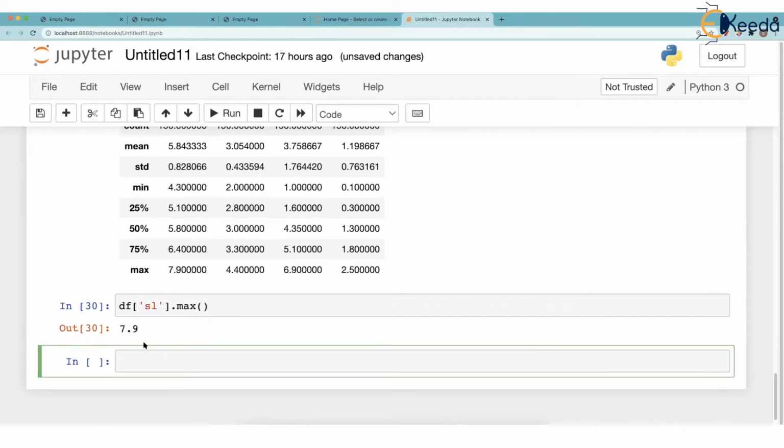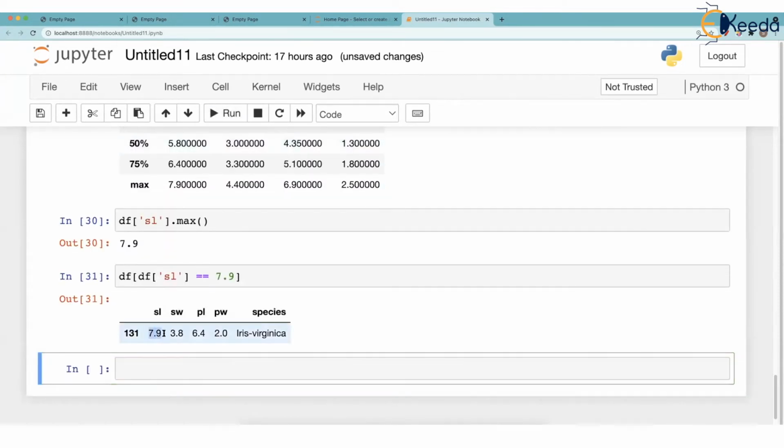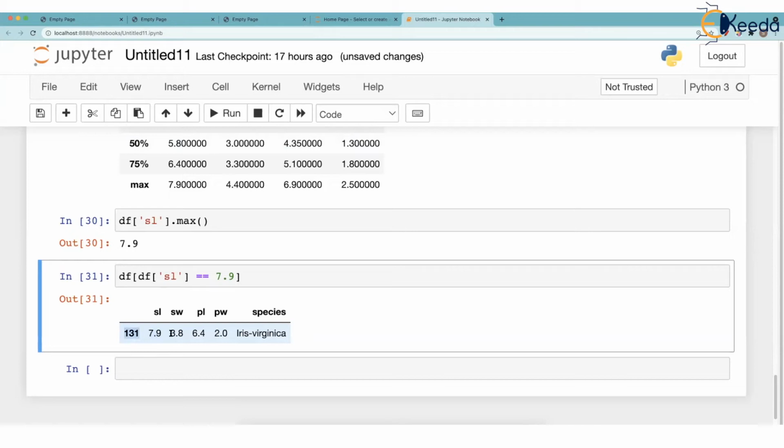Let's see the row where SL is 7.9, just for fun. DF square bracket SL is exactly equal to 7.9. So show me the row where SL of DF has the exact value 7.9. Which is that row? What values do we have? See, SL is 7.9, it is the 131st row, and these are the other values, and it is the Virginica flower, Iris virginica.